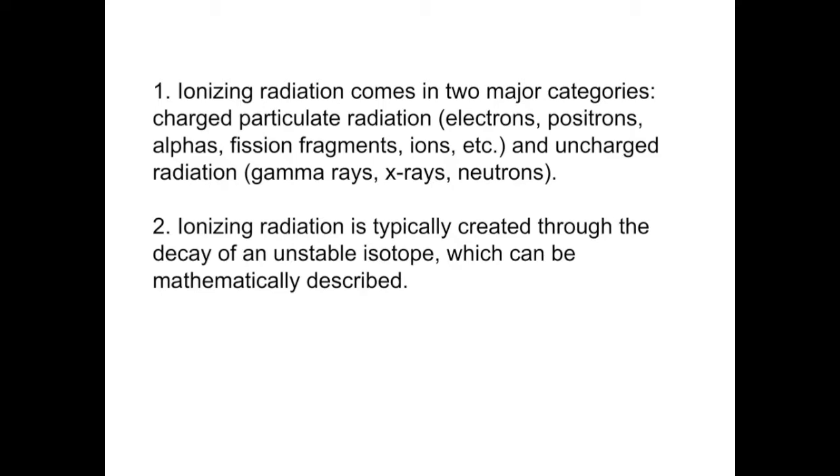Here are our 2 key concepts for Chapter 1. Number 1, ionizing radiation comes in 2 major categories: charged particulate radiation and uncharged radiation. Number 2, ionizing radiation is typically created through the decay of an unstable isotope which can be mathematically described.